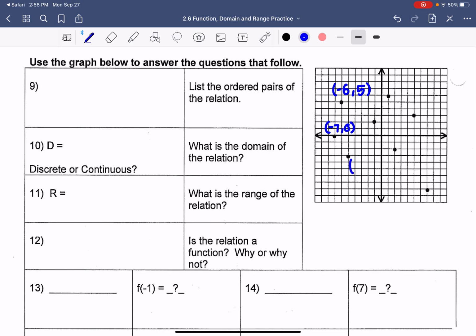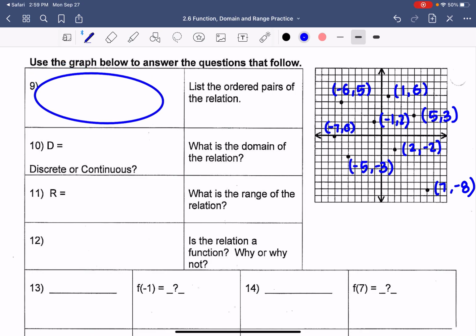This one down here is at negative 5, negative 3. This one's at negative 1, 2. This one's at 1, 6. This one's at 5, 3. This one's at 2, negative 2. And last but not least, we have 7, negative 8. Okay, so I want you to list those here, but I'm not going to relist them because I don't want to waste time. All of those points should go right here, okay?